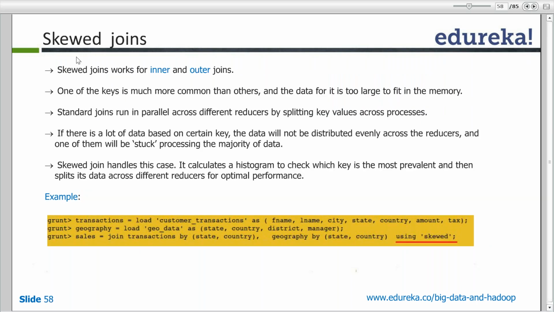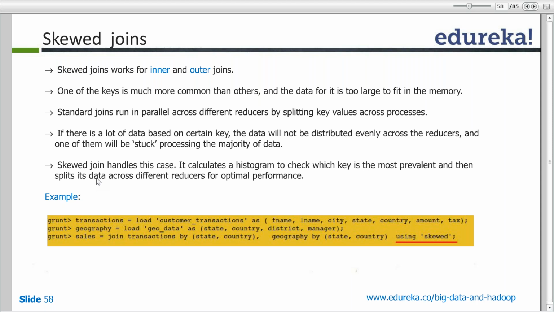If you talk about skewed joins, it works for inner and outer. One of the keys is much more common than others, and the data for it is too large to fit in memory. This is what I was talking about. Data is not distributed properly. One of the keys has lots more data than other keys. Standard joins run in parallel across different reducers by splitting key values across processes. So what will happen in skewness is there would be a load on a single reducer. If there is a lot of data based on a certain key, the data will not be distributed evenly across the reducers, and one of them may get stuck while processing.